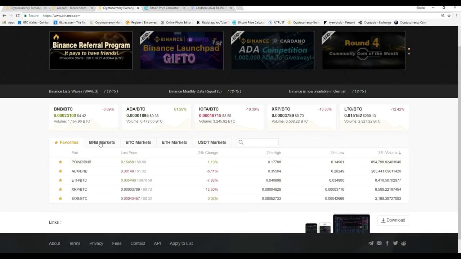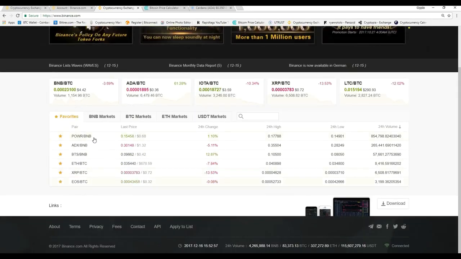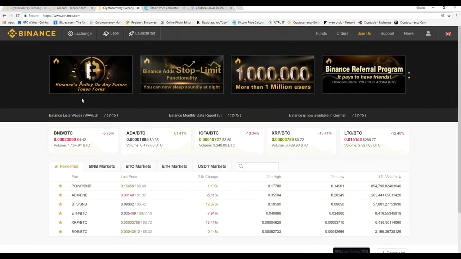Over here as well, you have a favorites tab. So if I wanted to click on my favorite cryptocurrencies so I could have them all lined up in my own separate tab, I can do that as well. What I want to go over right now is all the separate tabs up here to show you guys everything you need to know, as well as being able to navigate the exchange with ease.